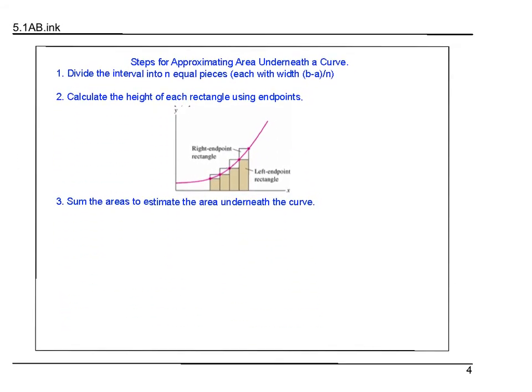Here are our steps. We're going to divide the interval into n equal pieces, each with width (b minus a) divided by n. So the interval will be given, we'll be told how many rectangles to create, and then using that information we create the width of each rectangle, or the delta x. Then we'll calculate the height of each rectangle using the endpoints. So based on the x coordinates we get when we break up the interval using our delta x, we then evaluate the function at those x points, and that would give us the height. We multiply height times base, and we find the sum of that to estimate the area under the curve.